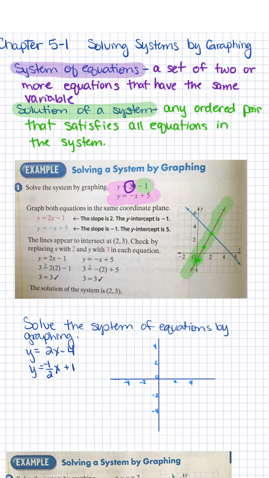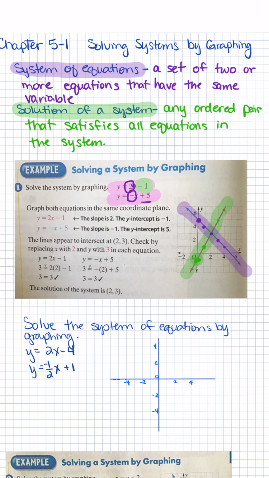And then the second one crosses the y-intercept at 5. The slope is negative, so that's like negative 1 over 1, down 1 over 1. Right there you can see where it crosses. So that's how they got this line.